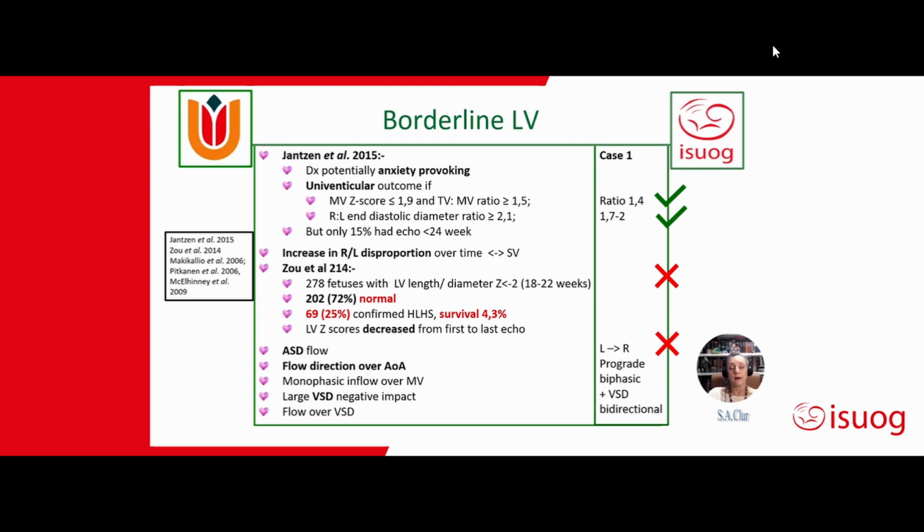The flow across the foramen ovale, if it is left to right, is a negative predictor. If we see that we have prograde flow in the aortic arch, that is a positive sign, as well as if we have biphasic flow across our mitral valve. Having a large VSD has a negative impact. However, if we have bidirectional flow across that VSD, that is a positive finding.